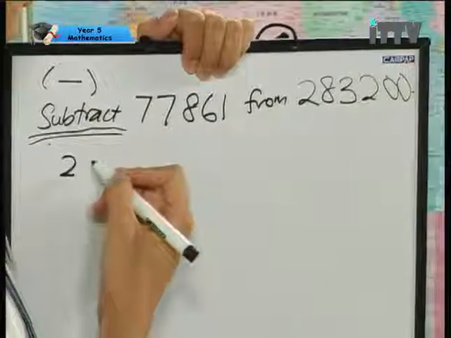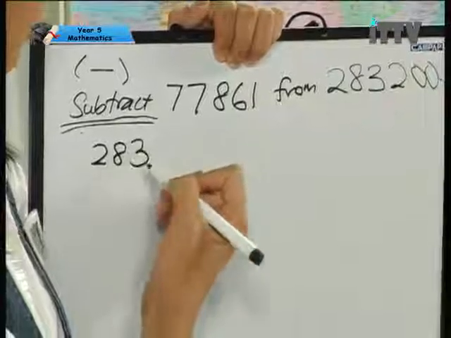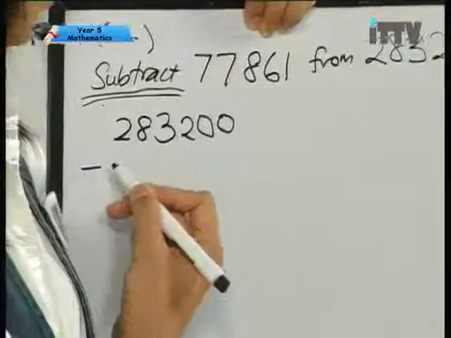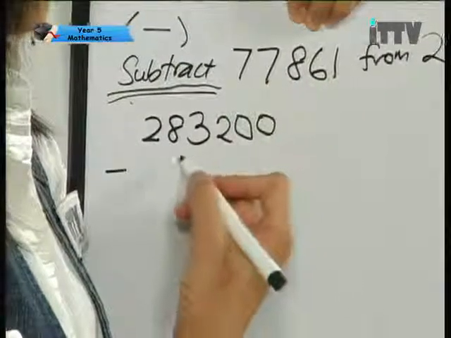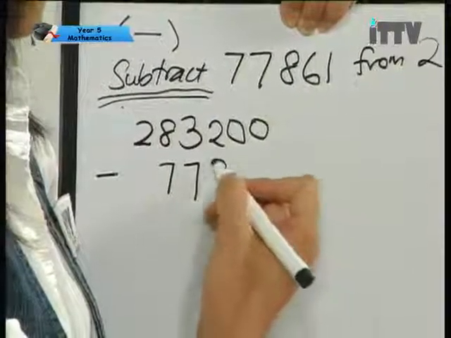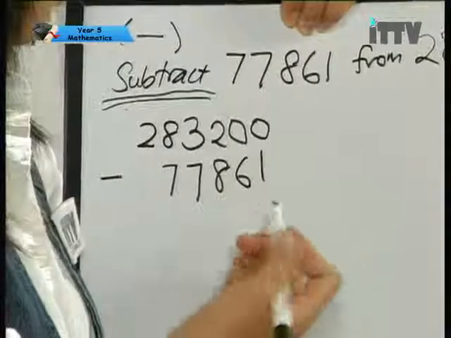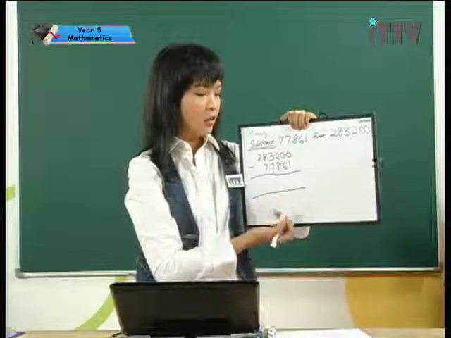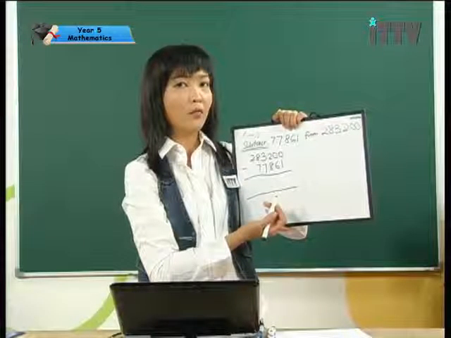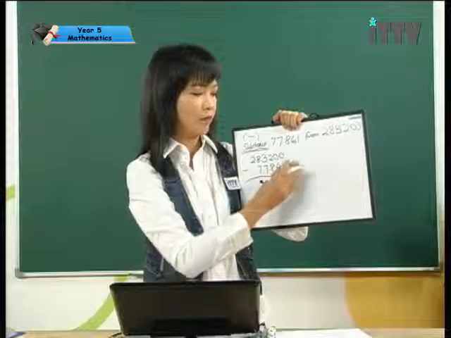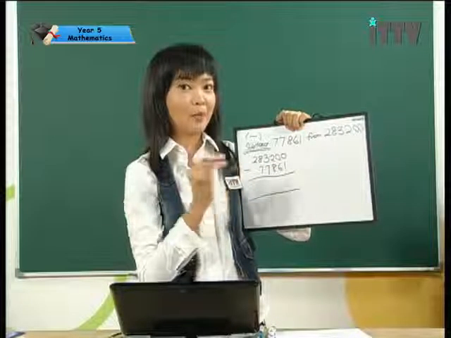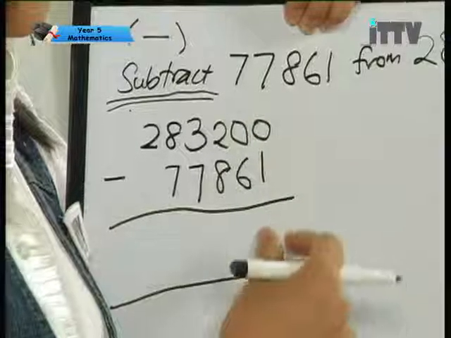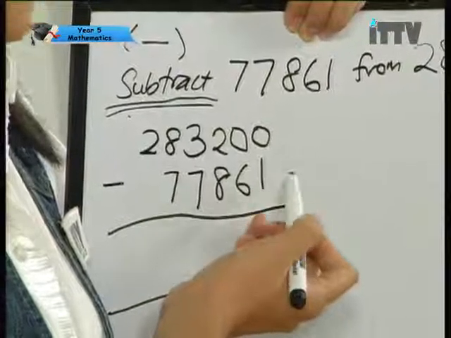So let's start by writing 283,200 at the top, minus 77,861. Now that we have written it in vertical form, we are ready to subtract. But before we do that, let me remind you to place the numbers according to the right place value.